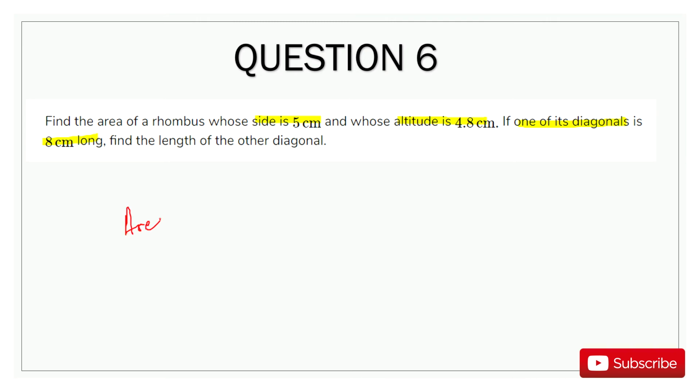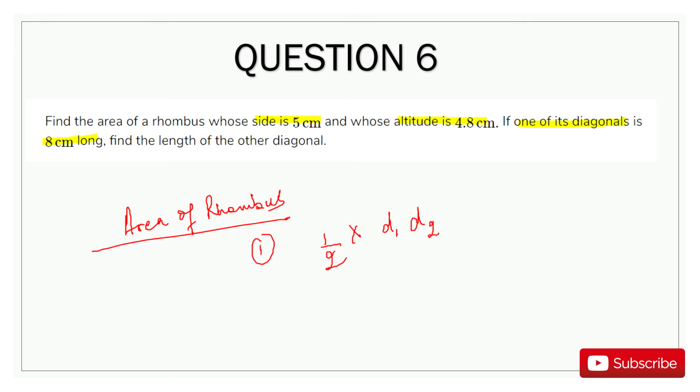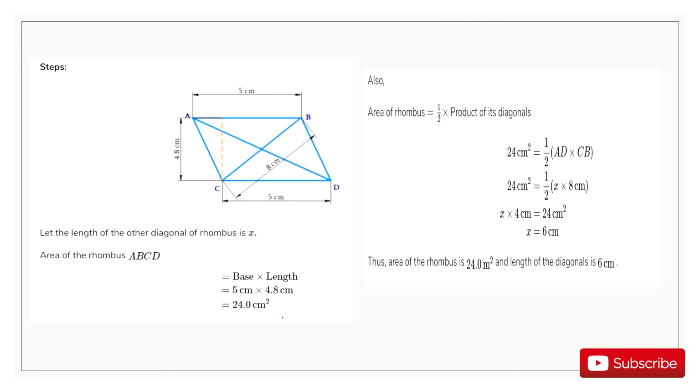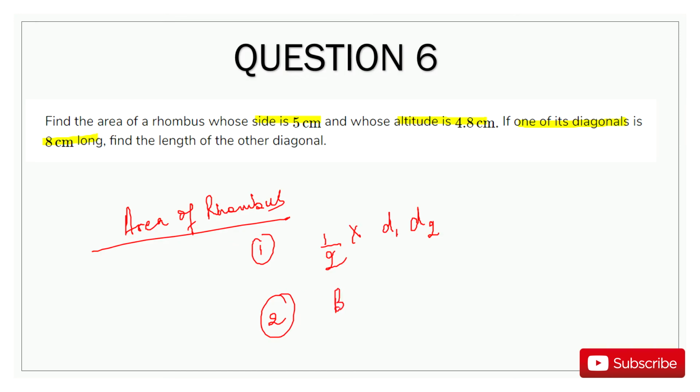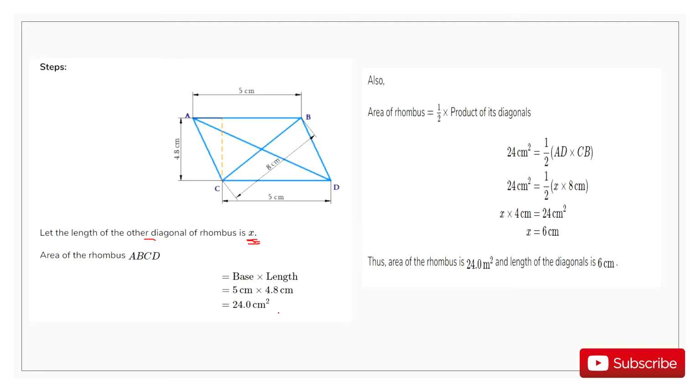The two formulas for the area of a rhombus: the first formula is half into d1 d2, that is half into the product of the diagonals. Let the length of the other diagonal be x. And since every rhombus is also a quadrilateral, the second formula is base into height. So with base into height I will find the area, and once I have found the area, I put area equal to half into d1 d2, the product of diagonal 1 and diagonal 2, and I got the value of x as 6 centimeters, which is the value of diagonal 2. So this is my final answer.